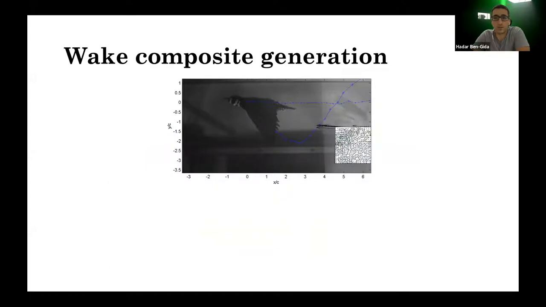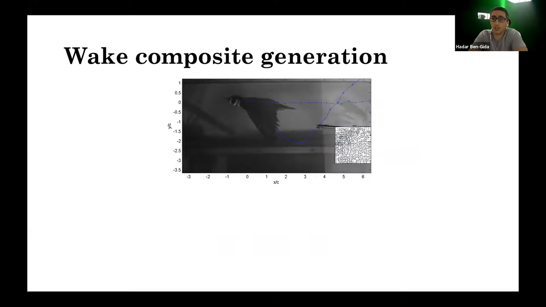So we first see that we need to change our presentation of the data a little bit. Presently, when we look at the wake data, we see it as a sequence of images in time. This, of course, makes it difficult to get the global picture of the wake.